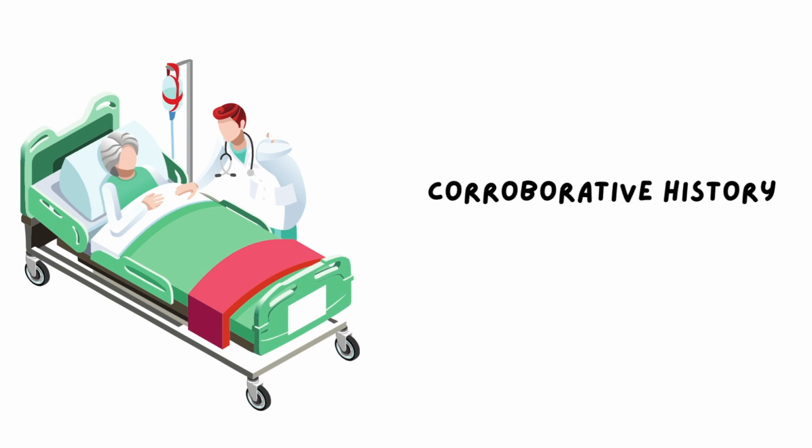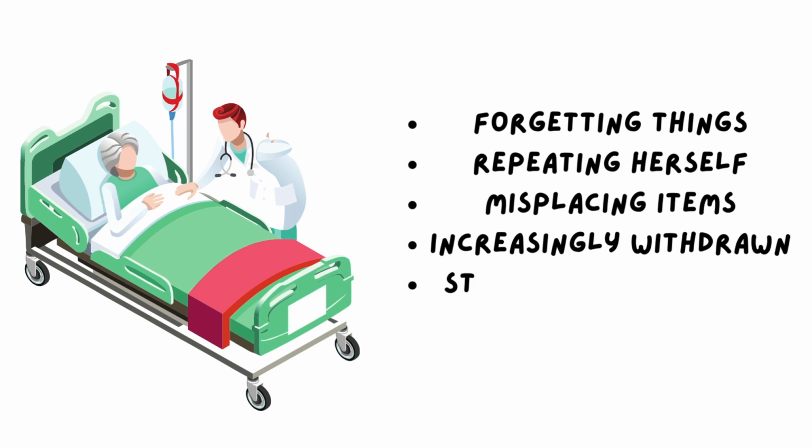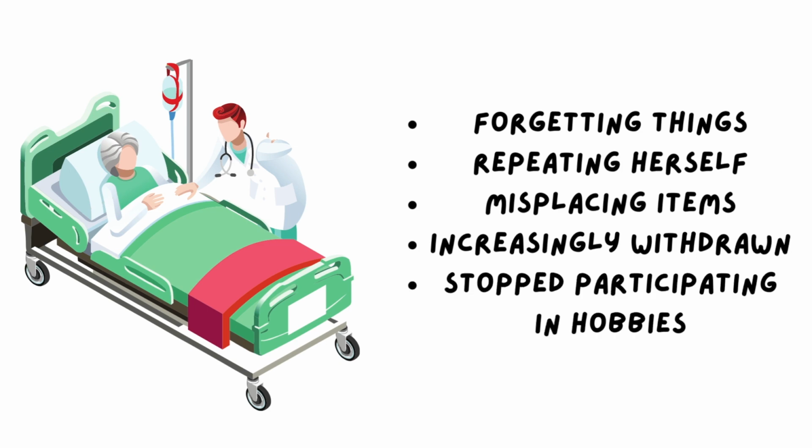The medical team learns via corroborative history from her neighbor that Mrs. Johnson has been forgetting things, repeating herself, and misplacing items for several months. She has also become increasingly withdrawn and has stopped participating in her usual hobbies and activities.